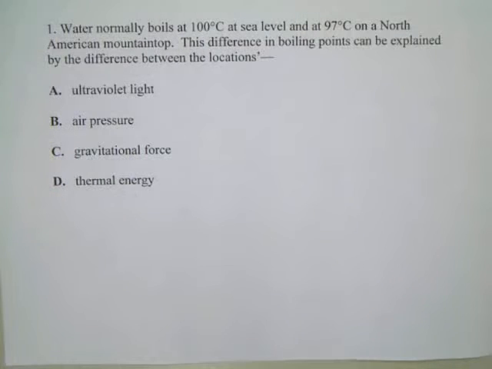Number 1. Water normally boils at 100 degrees Celsius at sea level and at 97 degrees Celsius on a North American mountaintop. This difference in boiling points can be explained by the difference between the locations: ultraviolet light, air pressure, gravitational force, or thermal energy.